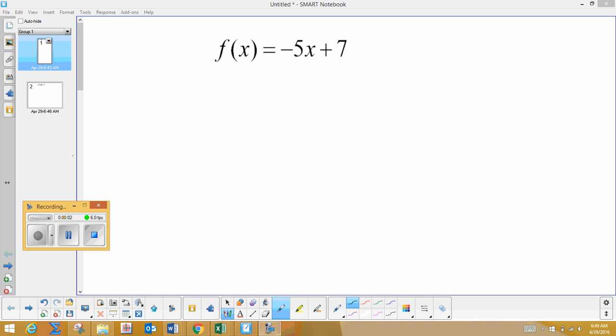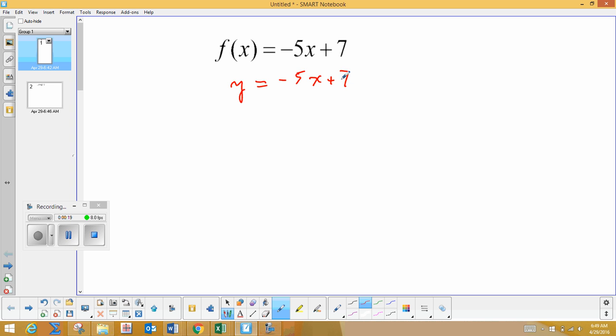Okay, this is how to find a function's inverse. So the first thing we do is we change the notation a little bit, and we replace f of x with y. So we have y equals negative 5x plus 7. And we learned that really what the inverse function does is switches x and y. So that's what we do, we switch x and y. So x equals negative 5y plus 7.